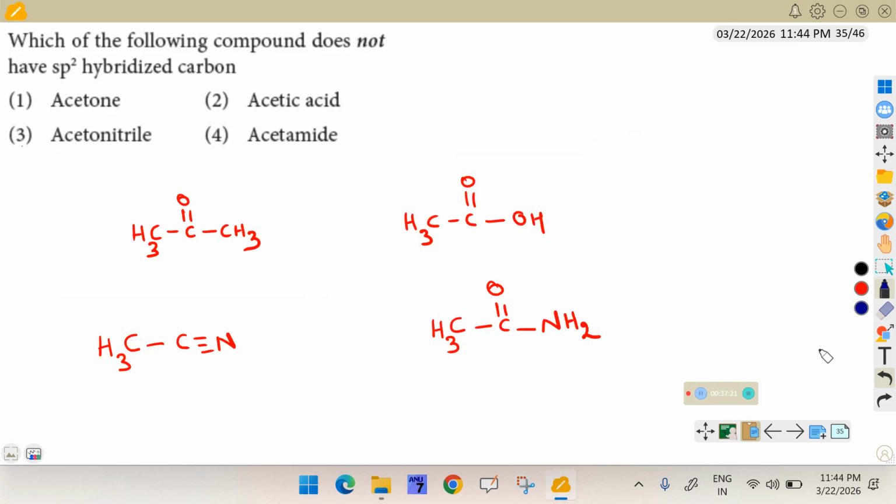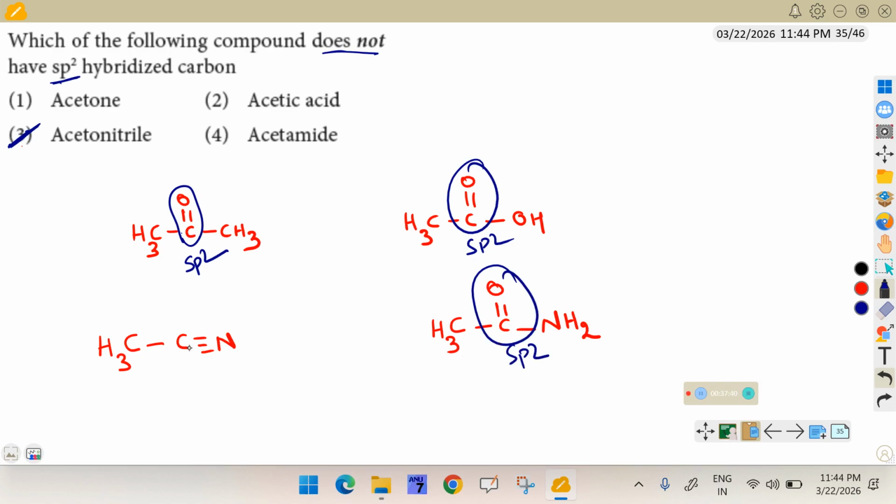Which of the following compounds does not have sp2 hybridized carbon? Acetonitrile. Carbonyl: around this carbon one pi bond is present, sp2. sp2 hybridized carbon is present. One pi bond is present, sp2. But around this carbon two pi bonds, sp.